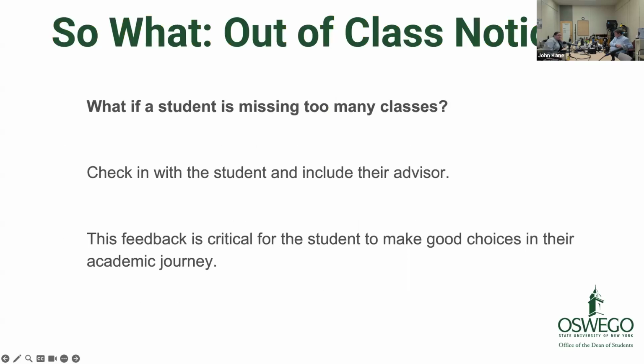And if a student is missing too many classes. Sometimes this does happen where a student might have an out of class notice once, twice, three times, four times. All of a sudden, they seem to be missing a lot of class and it's all verified. I can assure you that our office will talk to that student about excessive absences and the impact on their education. We do also encourage a student to check in with their advisor to make sure that they talk through what their options might be so they can be successful.